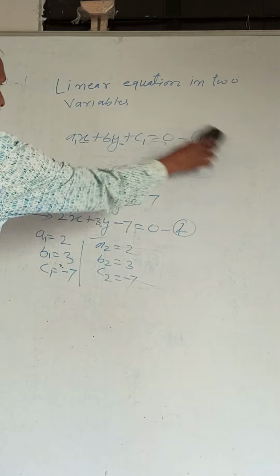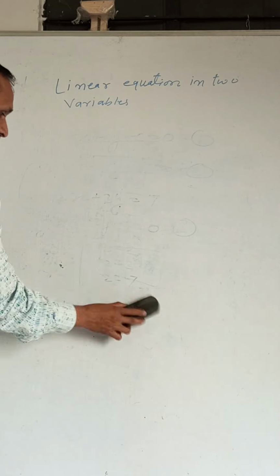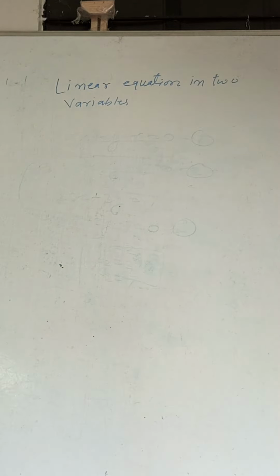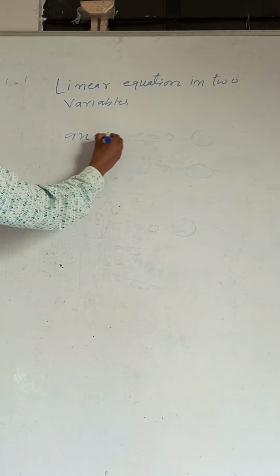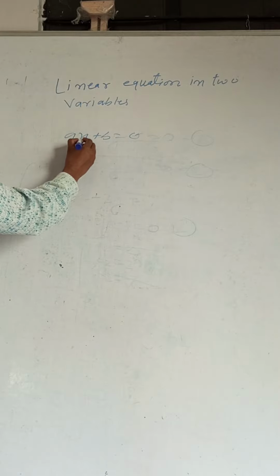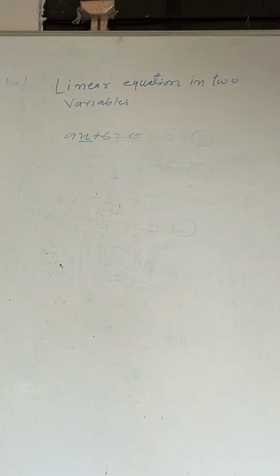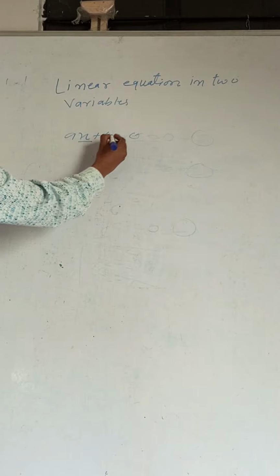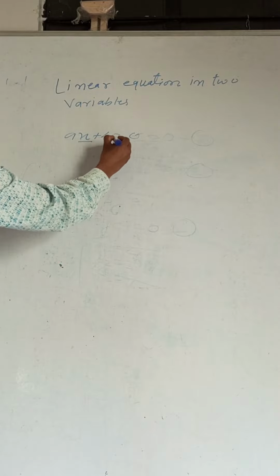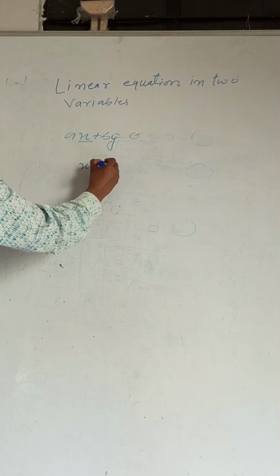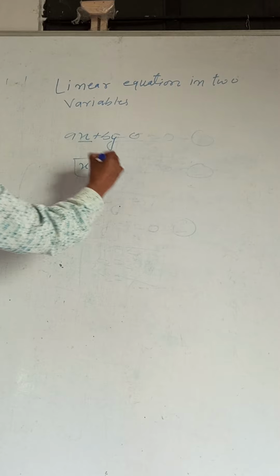Here there are two variables, so there will be two solutions, one for x and one for y. When we wrote ax plus b is equal to 0, there was only one variable, so only one solution came. But here two variables are there, so two answers will come: the value of x and the value of y.